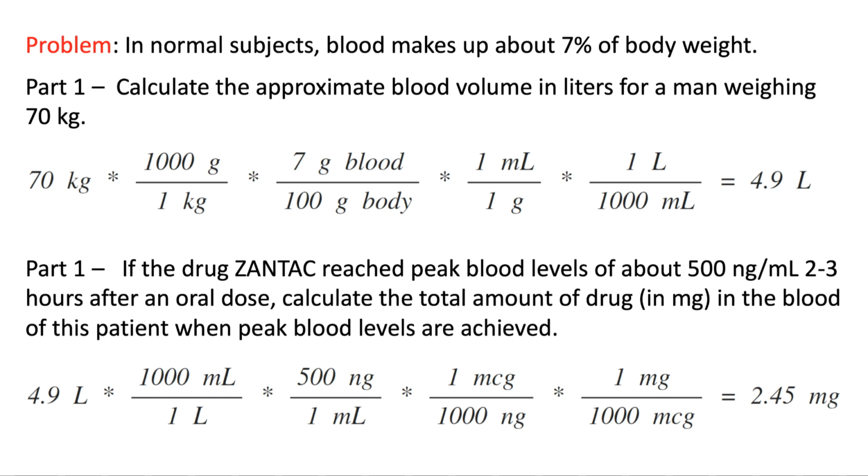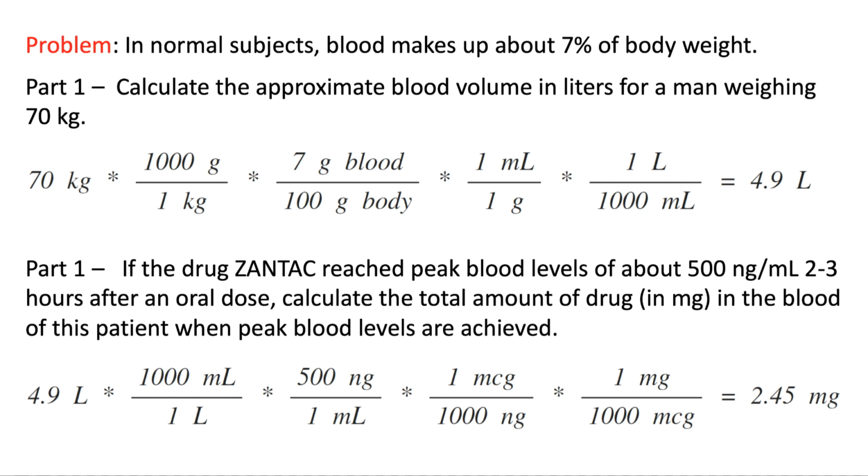So let's start with his total blood volume, which we said would be 4.9 liters. Convert that back to milliliters by multiplying by 1,000 milliliters over every 1 liter. So liters cancel, and I'm in milliliters. And remember, we were given the blood concentration of Zantac, which was 500 nanograms for every milliliter. So if I multiply by that, then my milliliters cancel, and I'm in nanograms. I know the total amount of drug that was in his blood, but it's in nanograms, and that's not a particularly convenient number. So we need to get to milligrams.